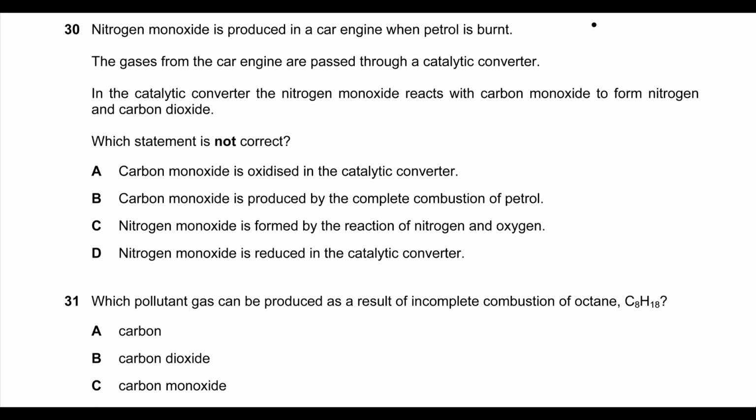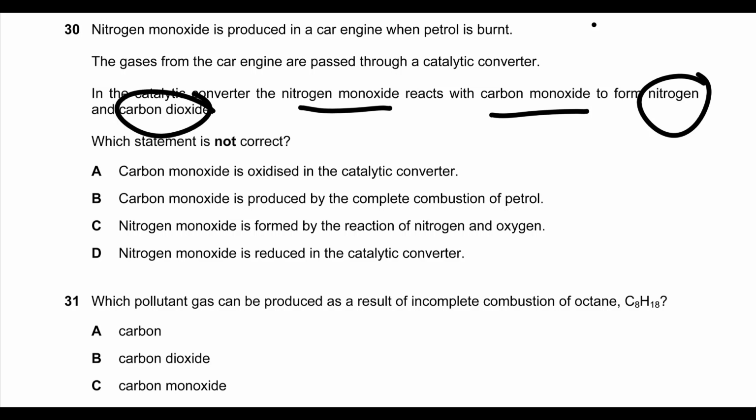Question 30. Nitrogen monoxide is produced in a car engine when petrol is burned. The gases from the car engine are passed through a catalytic converter. In the catalytic converter, the nitrogen monoxide reacts with carbon monoxide to form nitrogen and carbon dioxide. Which statement is not correct?